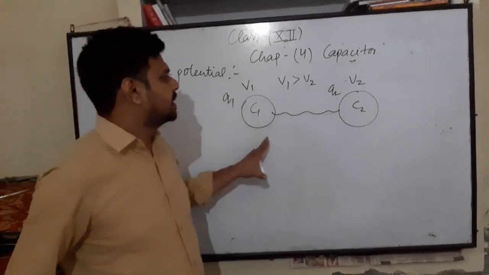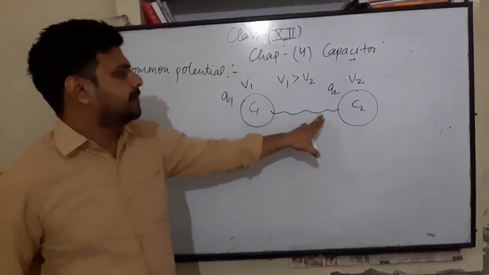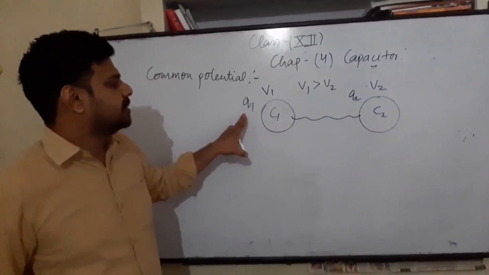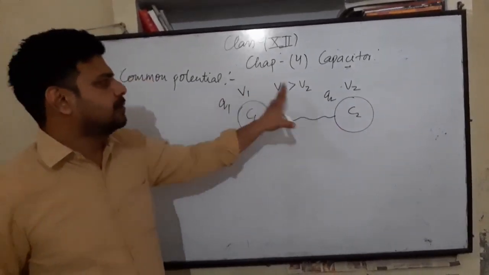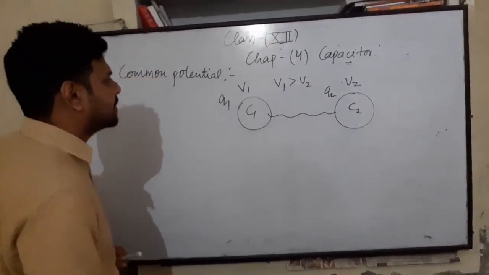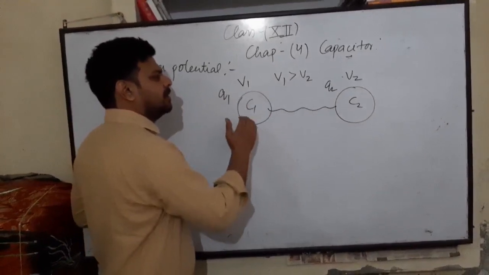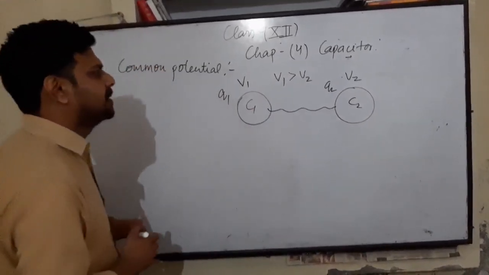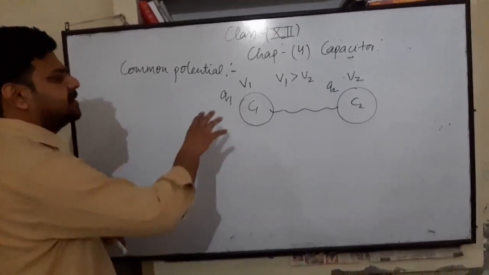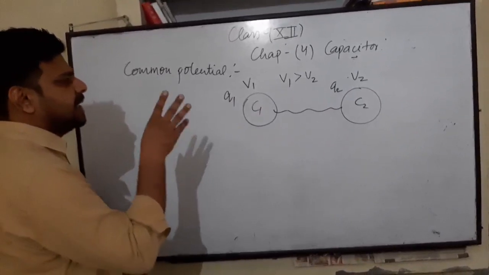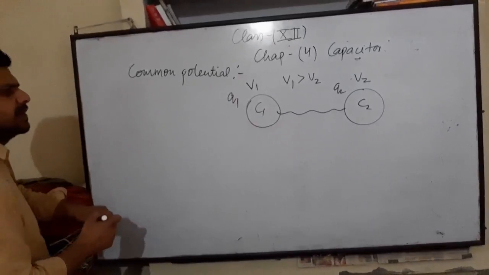So there are two capacitors having different potential, and if we connect them by a thin wire, charge flows from one capacitor to another capacitor, from higher potential to lower potential capacitor. And this process continues until the potential of both capacitors will be the same. That same potential is called common potential. After connecting these two capacitors, now they act as an isolated capacitor having capacitance C1 plus C2.